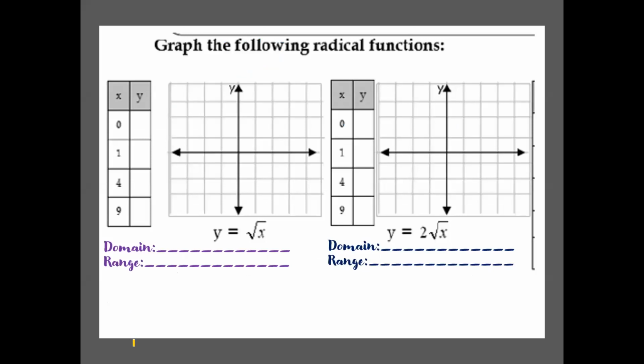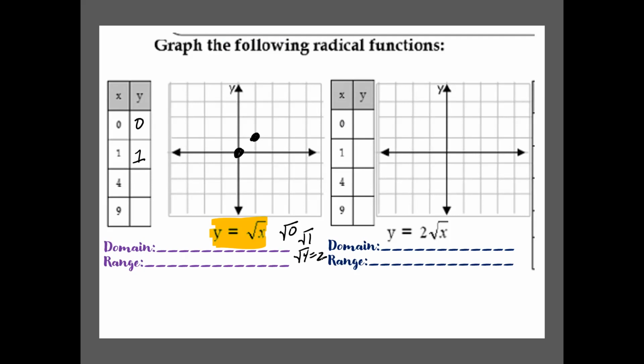So let's take a look at the first one here. You have your equation, which is y equals the square root of x. And so if I plug in a 0, square root of 0 is just going to give me a 0. So that's my first answer, 0, 0. So put a dot right there. Then you have square root of 1. Square root of 1 is just 1. So 1, 1.